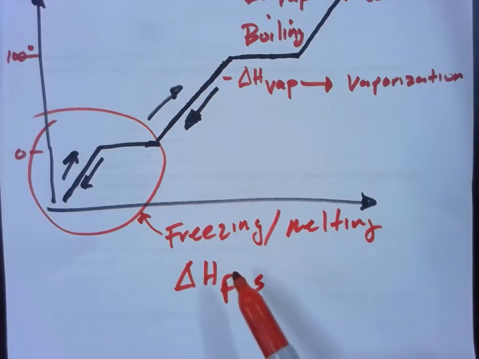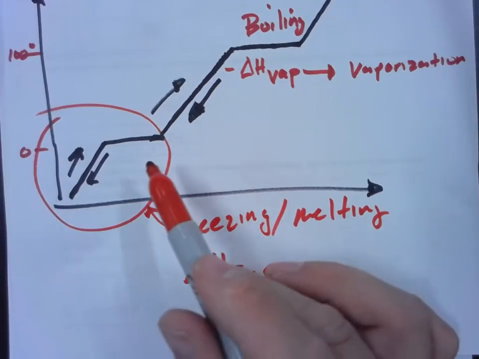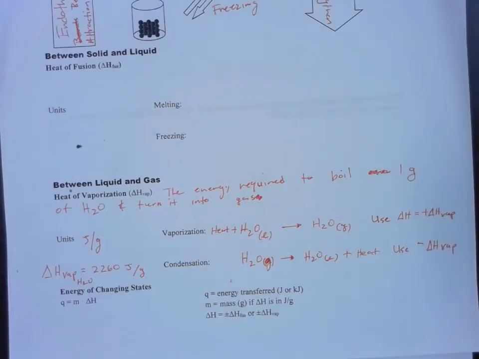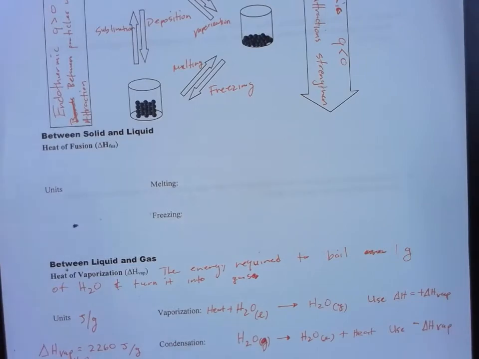So for melting, we're going to use a positive. And for freezing we use a negative, because it's losing energy. All right, so I'll show you how that looks right now. We'll go back up here.